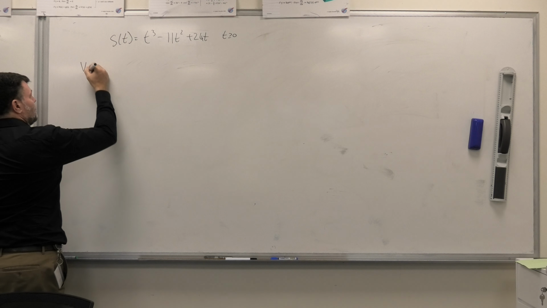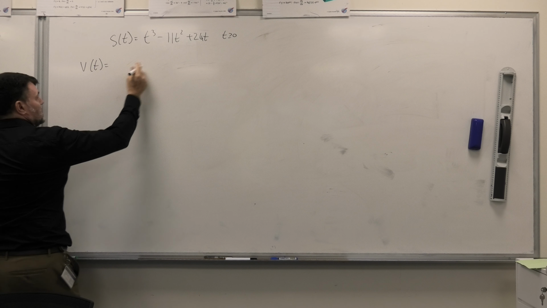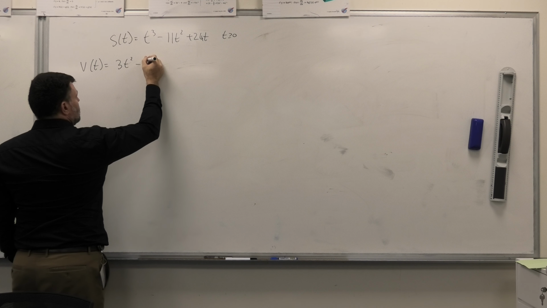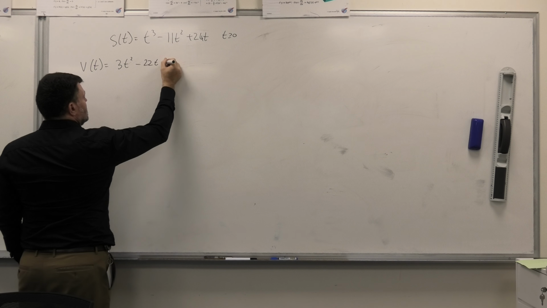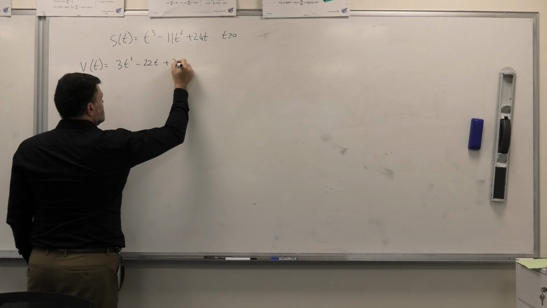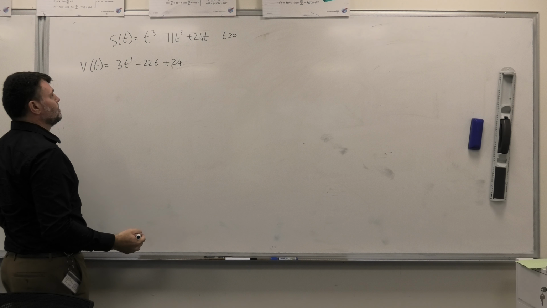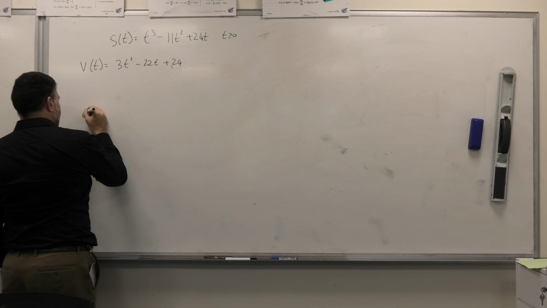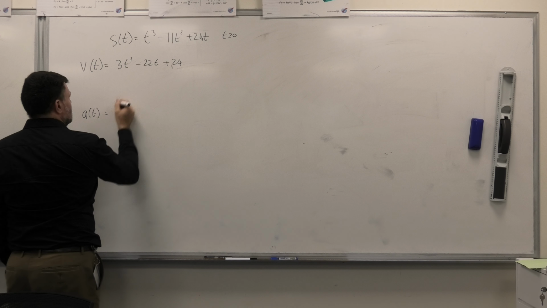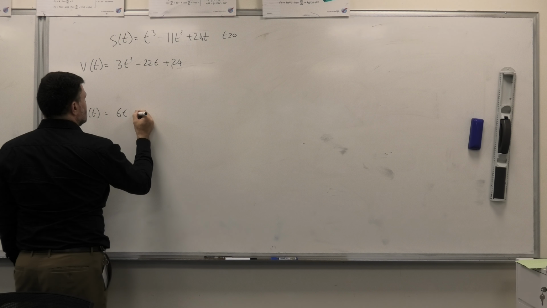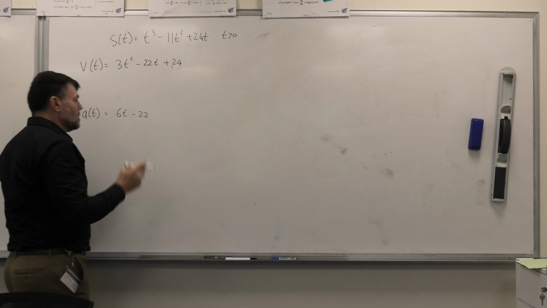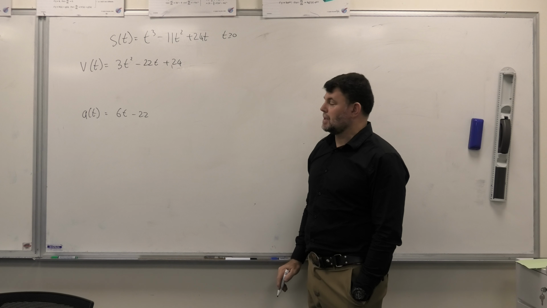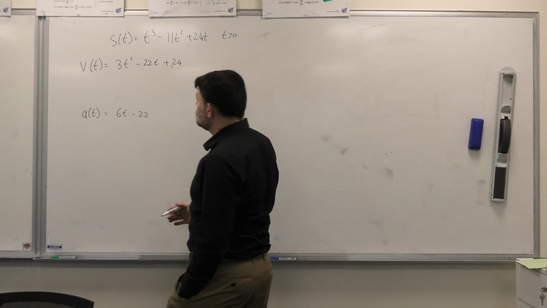The velocity function is the first derivative of this. So we've got v of t is equal to 3t squared minus 22t plus 24, and a of t is equal to 6t minus 22. So I found out what my velocity and acceleration functions are. I now need to find the initial conditions.